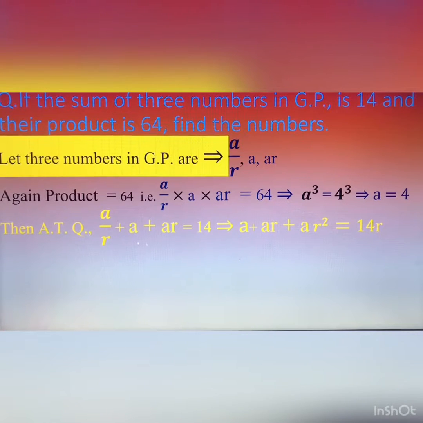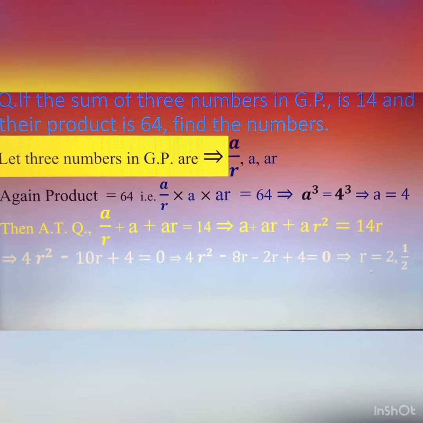On taking the LCM, we will get a plus ar square plus ... equal to 14r. Now transposing this 14r to the left side and putting the value of a, we will get 4r square minus 10r plus 4 equal to 0. This is a quadratic equation in r. Solving this by the splitting of the middle term method, 4 into 4 is 16, and the factors of 16 are 2 and 8. So 4r square minus 8r minus 2r plus 4 equal to 0. This gives the values of r as 2 and 1 by 2, that is 2 values.